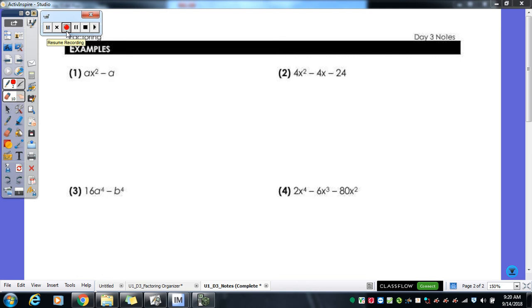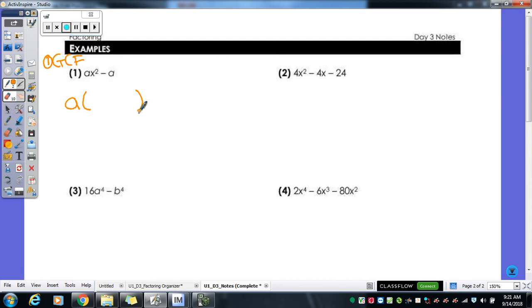Let's go to the back. So now we got a few practice examples. So again, always wanting to look first for a GCF. So number 1, do we have a GCF? A, good.